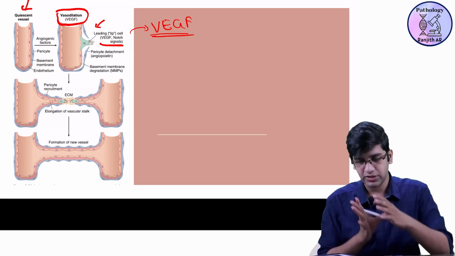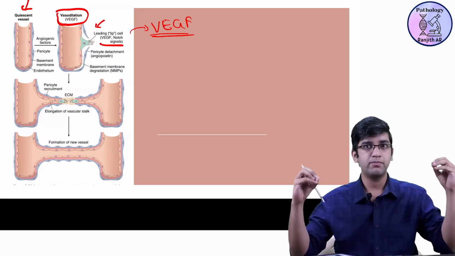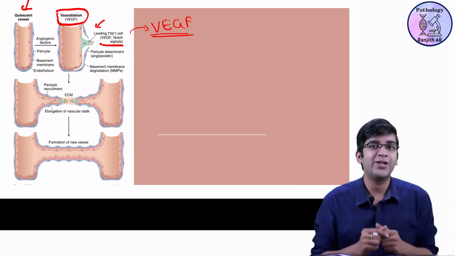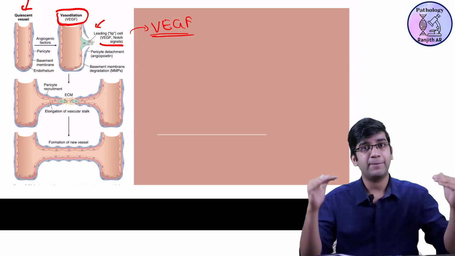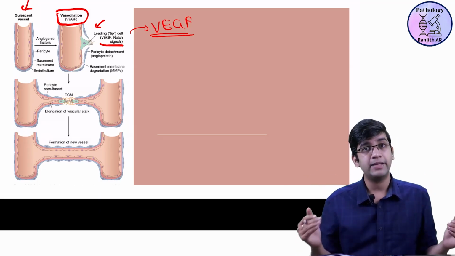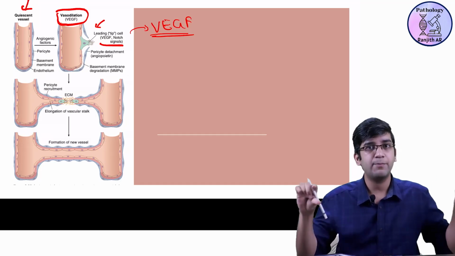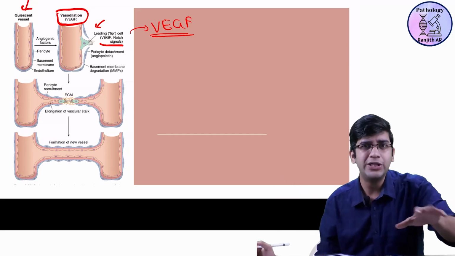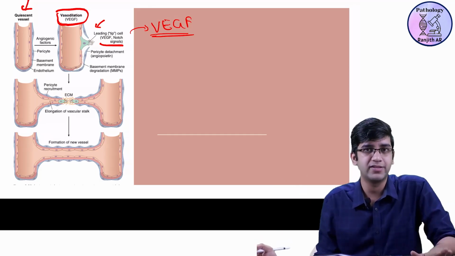Once a sprout comes, I know that I have two vessels here. Both will start sprouting. Then new endothelium will be laid down, then my basement membrane, then my pericytes, one step at a time. This is how it's being formed. We need not go into the depths of it. We know it's being formed like this.